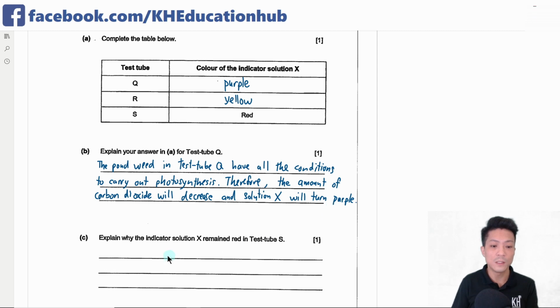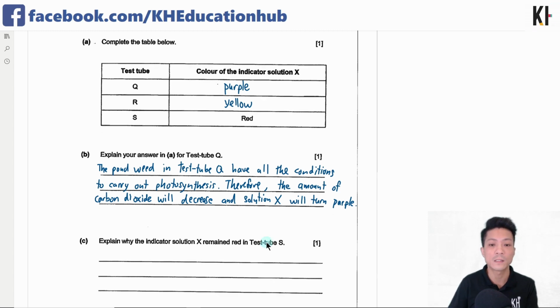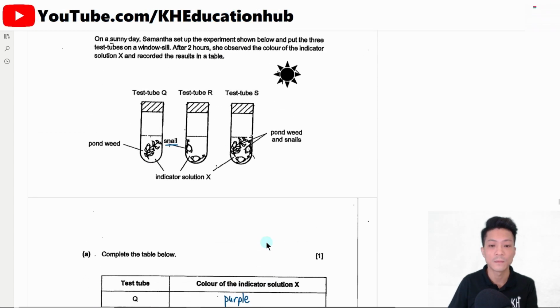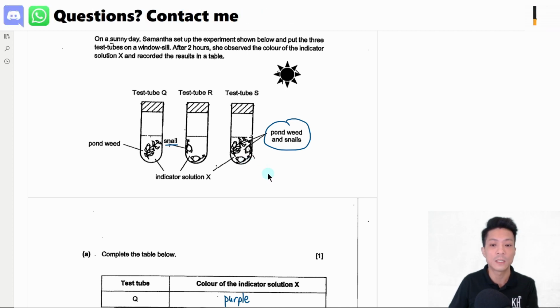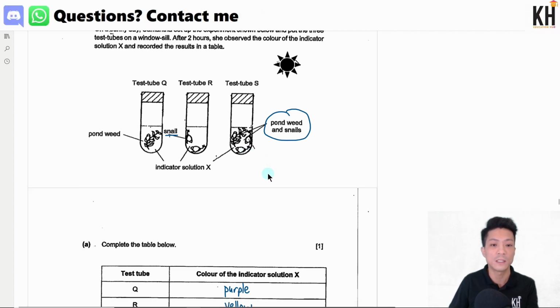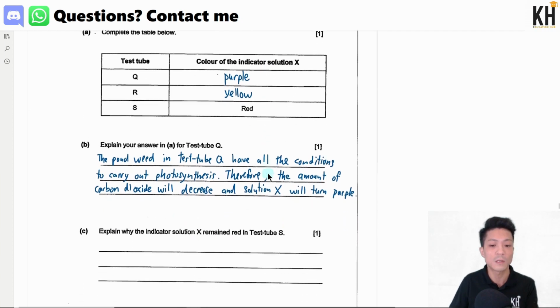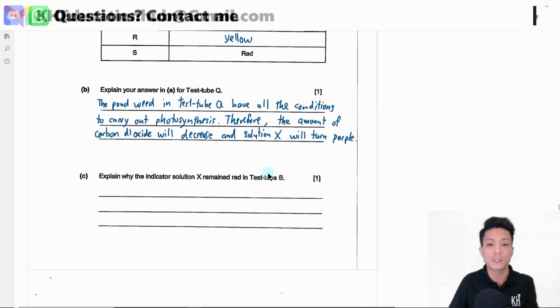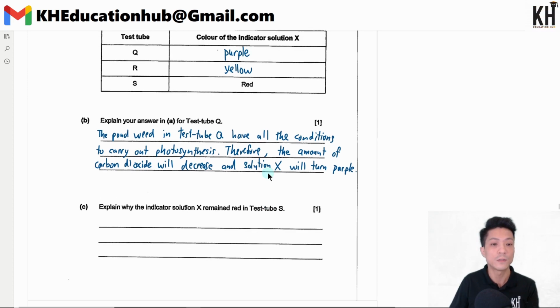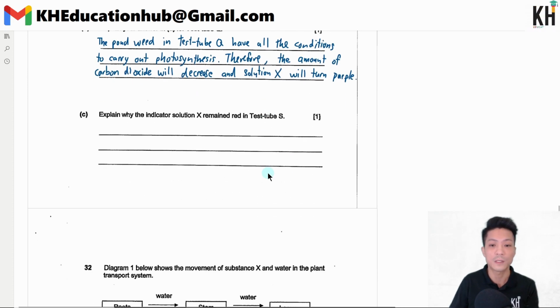For part C, explain why the indicator solution X remains red in test tube S. For test tube S, you can see that there is a pond weed and also the snails, so they will actually be providing each other with oxygen and carbon dioxide. So the amount of carbon dioxide will remain relatively the same. If it doesn't increase or decrease, then it will remain red in color.